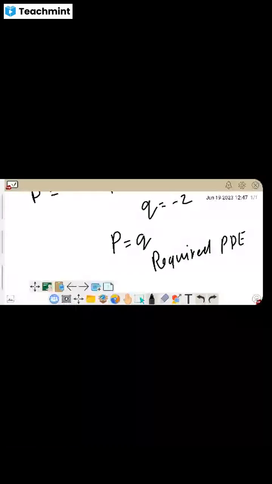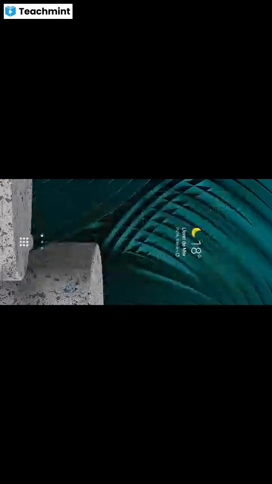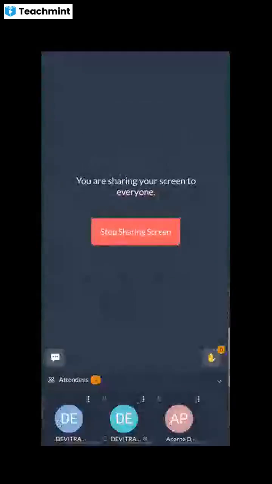Let me check another method to help your students to form the PDE. This is a way to form a PDE. Okay, so now I'm checking the next method. Just give me a minute.